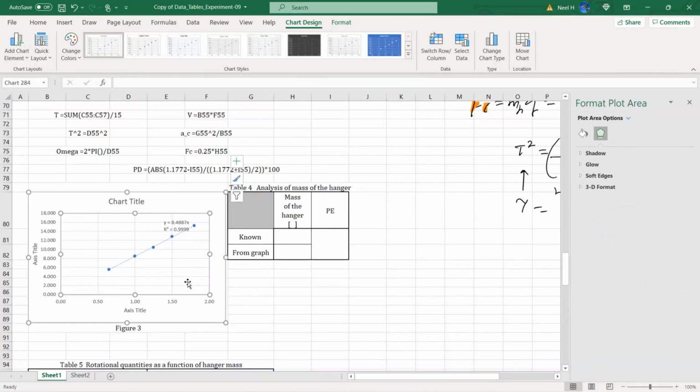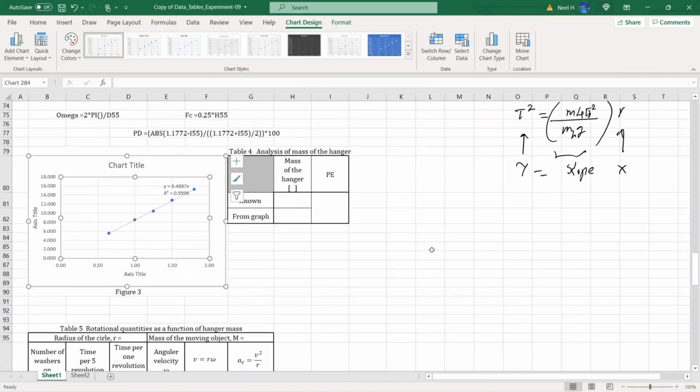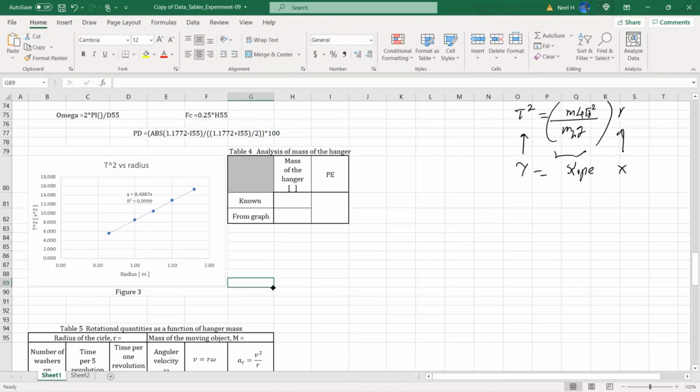Okay. All right, now we'll modify this a little bit. Check why it does not allow. Okay, and the chart title, which is T squared versus radius, and the x-axis, which is radius, unit meters, y-axis T to the power 2, unit second to the power 2, and by slope we can check out the mass of the hanger.